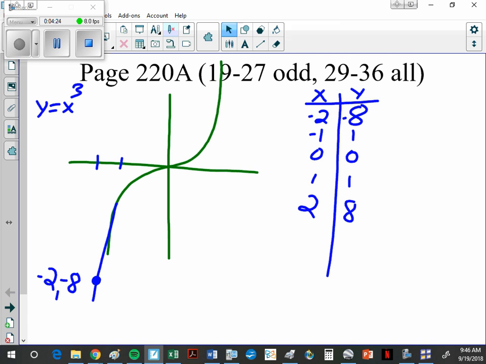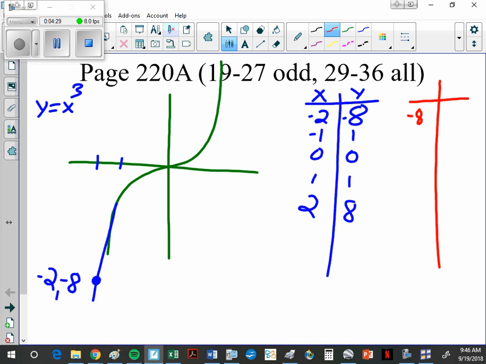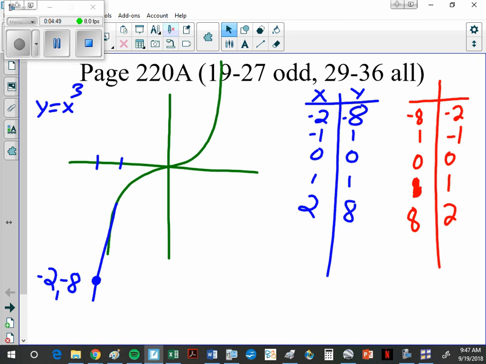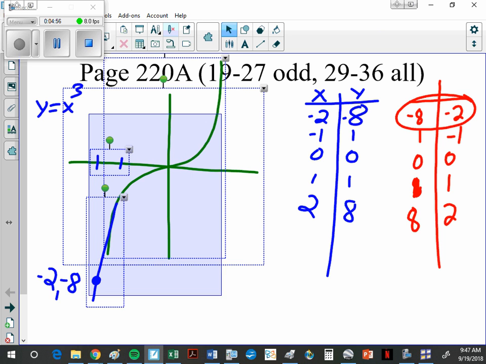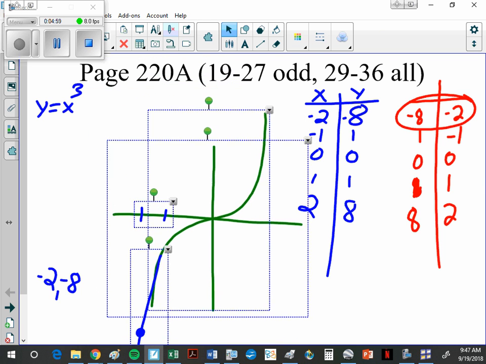Okay? Well, the inverse function is going to do exactly the opposite. Negative 8 gets sent to negative 2, negative 1 gets sent to negative 1, 0 to 0, 1 to 1, and 8 to 2. Okay? So I have this green graph where we graph the point negative 2, negative 8. But on my function inverse graph, I graph the point negative 8, negative 2. And I don't really have room for that. Let me move this over.